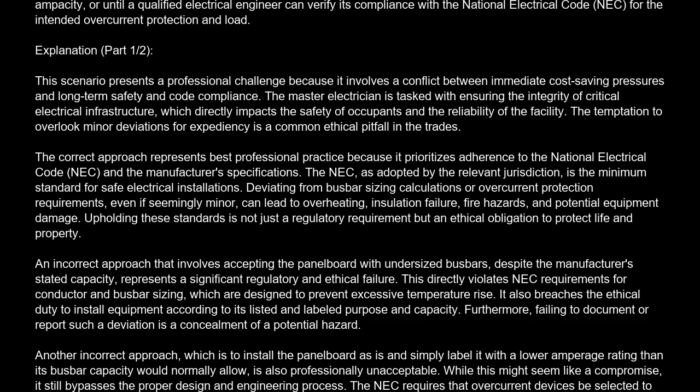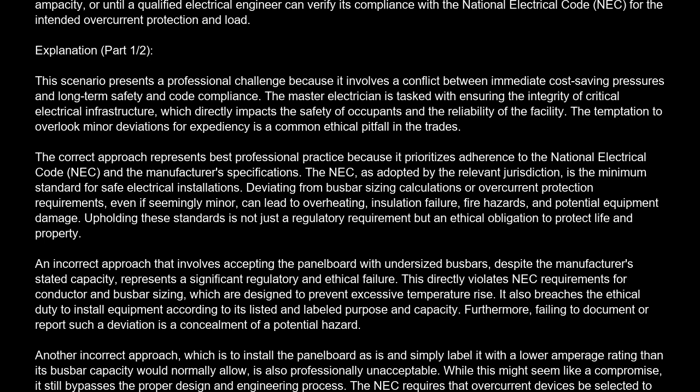The correct answer is B. Refuse to install the panel board until the manufacturer can provide definitive documentation confirming the busbar ampacity, or until a qualified electrical engineer can verify its compliance with the National Electrical Code, NEC, for the intended overcurrent protection and load. Explanation. This scenario presents a professional challenge because it involves a conflict between immediate cost-saving pressures and long-term safety and code compliance. The master electrician is tasked with ensuring the integrity of critical electrical infrastructure, which directly impacts the safety of occupants and the reliability of the facility.